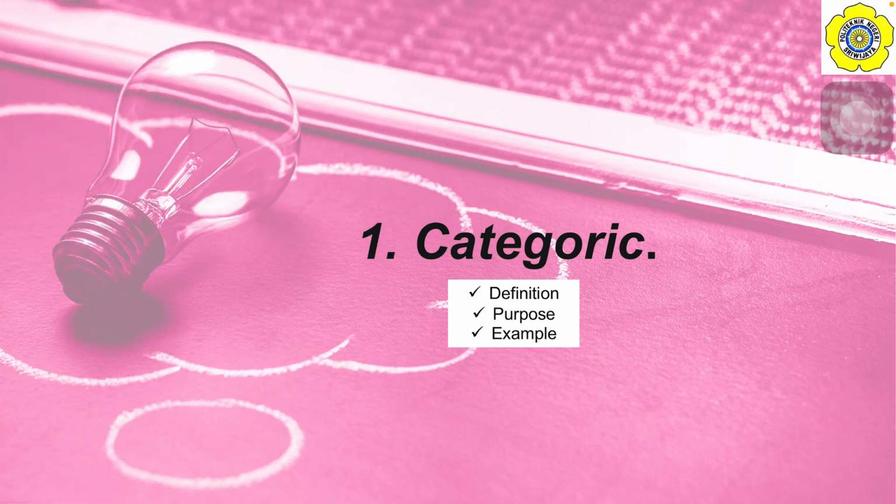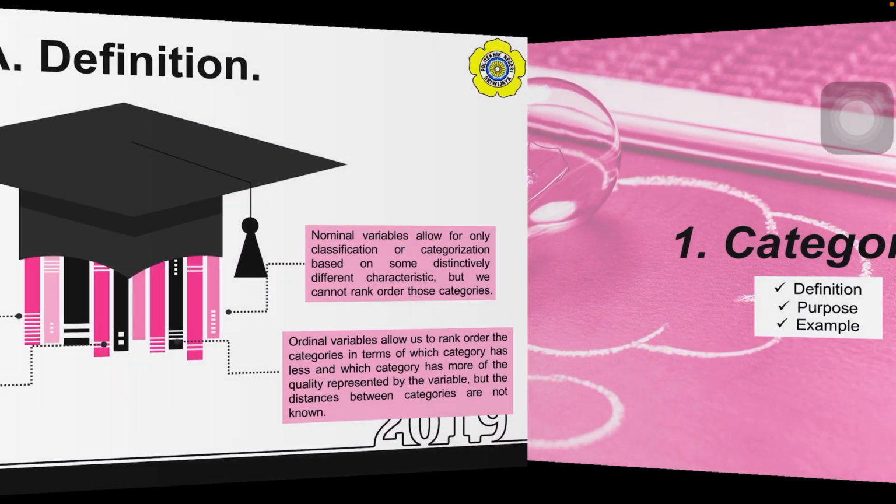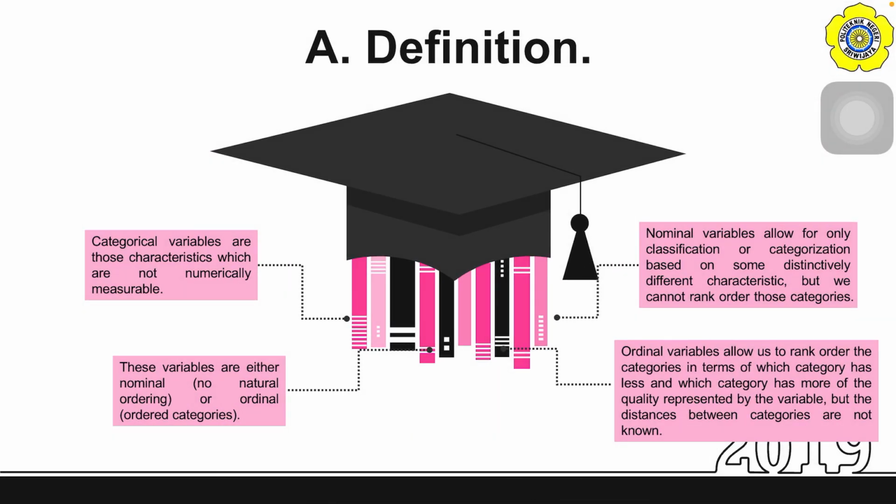Okay, let's go on. The types of the variable. The first is categoric. I'll divide it into three parts. The first is the definition, the second is the purpose, and the third is the example. The first is about the definition. The categorical variables are those characteristics which are not numerically measurable.